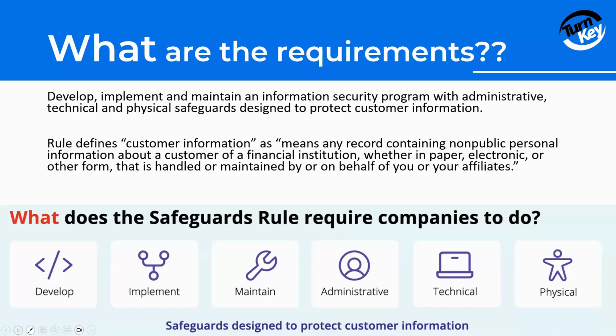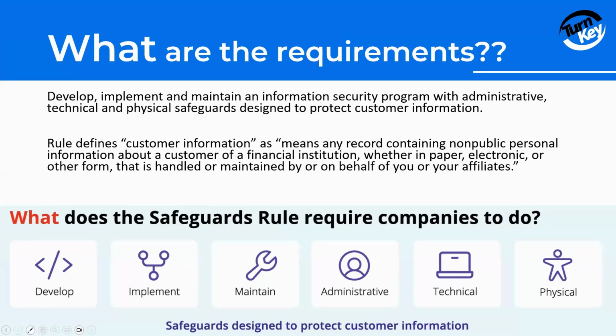Now, defining customer information, they go pretty specific on that. They say it's any record containing non-public personal information about a customer of a financial institution, whether in paper, electronic, or other form, that's handled or maintained by or on behalf of you or your affiliates. Most likely what that means for most organizations is that's all data. It's a little vague. It spreads it pretty wide: it's pretty much anything that's non-public, which means if it's on your file server or in your file cabinet or wherever, that's not public, and it has something to do with that client. So you've got to look at this and say, okay, all of my data. That's the safest way, I would suggest.